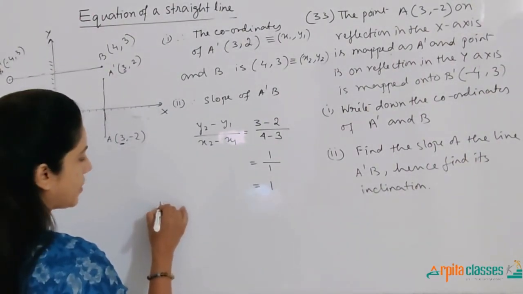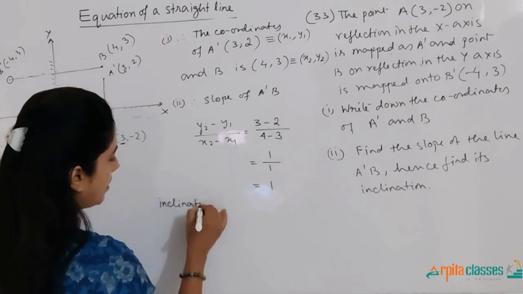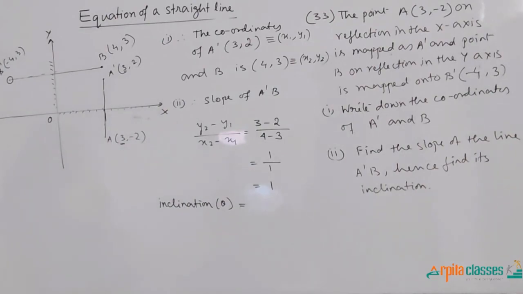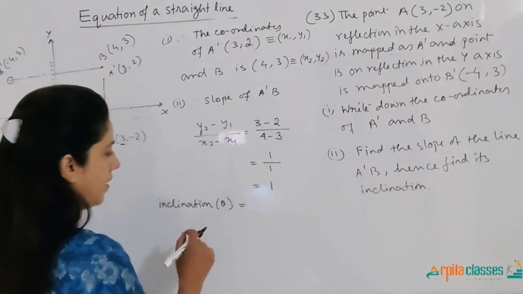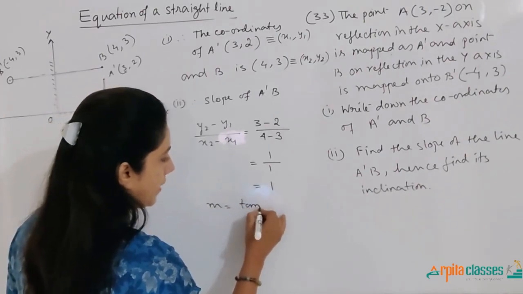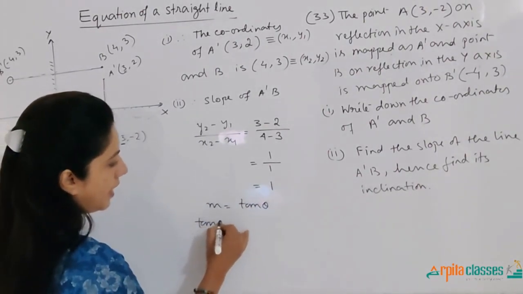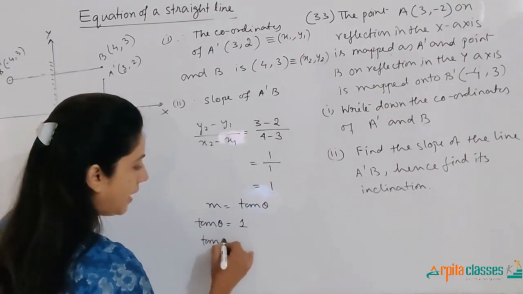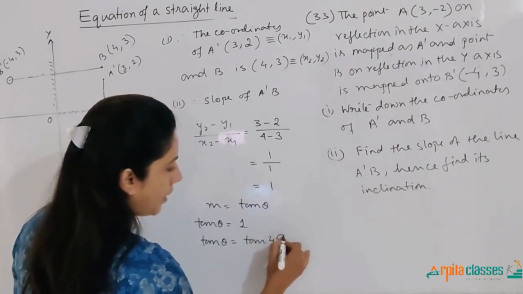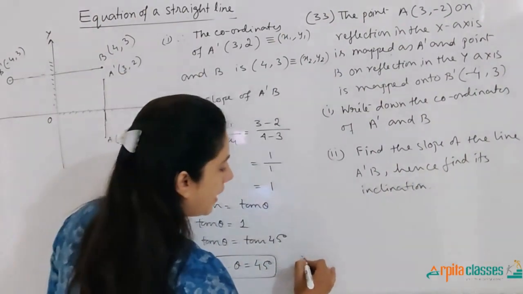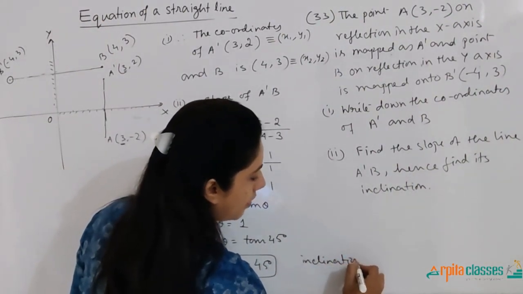And now the inclination, which is denoted by theta. Theta is equal to, now slope we know, slope is what? Slope is your m, which is your tan theta, right? So we can write here, m is equal to tan theta. That is tan theta is equal to m, which we got 1. Now which value of tan is 1? Tan 45 degree. So write it down, tan 45 degree. Therefore theta is equal to 45 degree. Therefore the inclination is 45 degree.